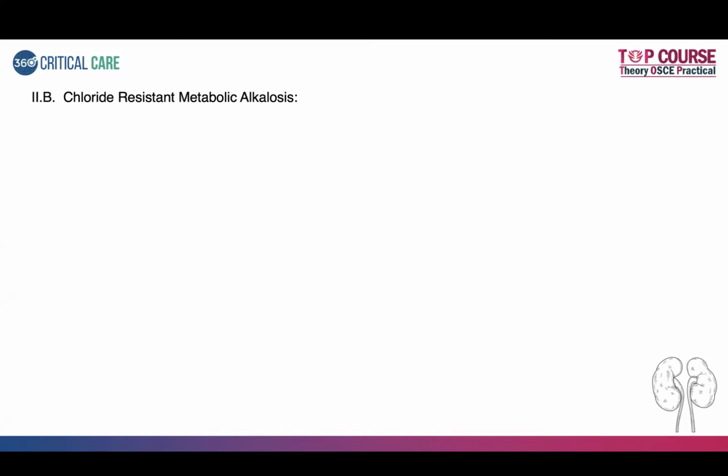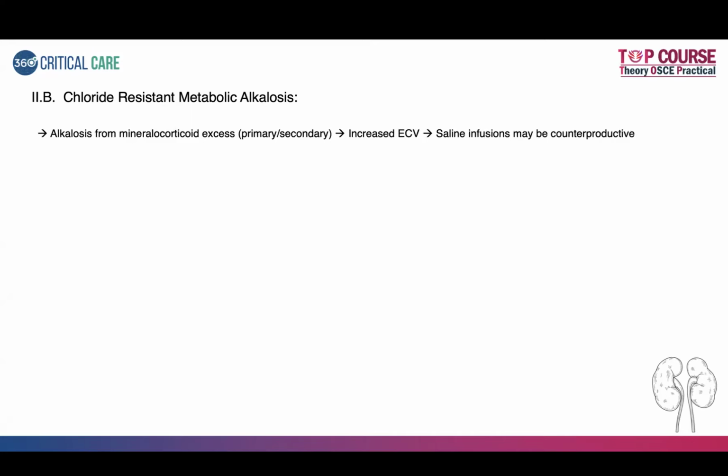So for chloride sensitive metabolic alkalosis, it's mainly about replacement. You replace the volume with normal saline, and if potassium losses are there, that needs to be corrected. So coming to chloride resistant metabolic alkalosis, alkalosis from mineralocorticoid excess, which can be primary or secondary, can cause an increase in the extracellular volume. So in these scenarios, saline infusions may be counterproductive. Hypokalemia is common in this type of metabolic alkalosis. So potassium replenishment helps in correcting the alkalosis to a certain extent.